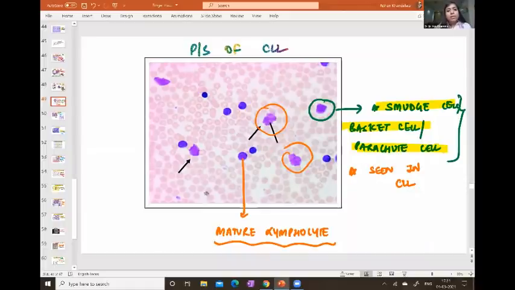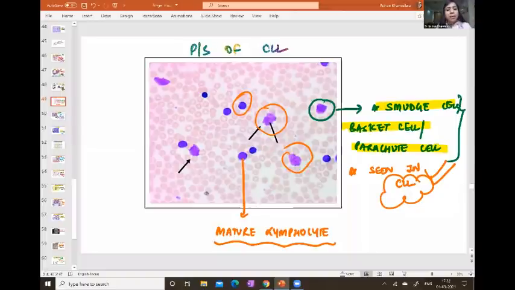There was another set of scientists who said that this looks like a basket. So they named it a basket cell. Another name is parachute cell. Remember, these cells are seen in CLL, chronic lymphocytic leukemia. They are seen in CLL, right? What else will you see are mature lymphocytes. So CLL is not going to show any blast. It's a chronic leukemia. It is going to show lymphocytes, mature lymphocytes, along with smudge cells, right?